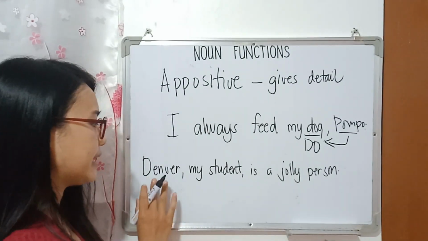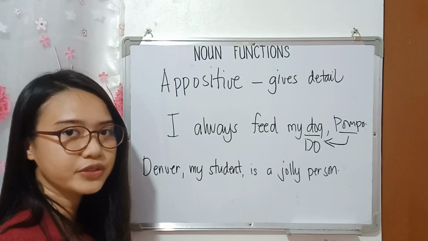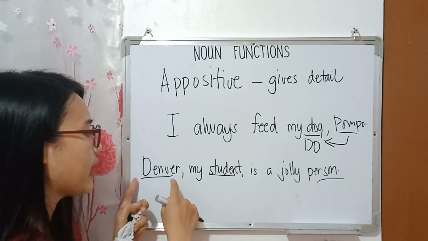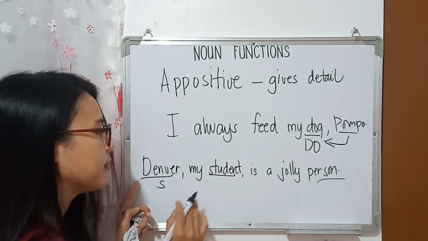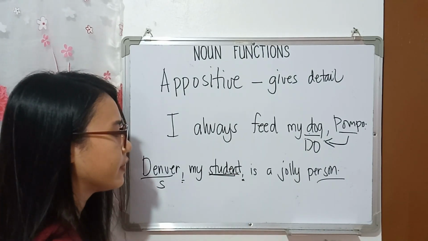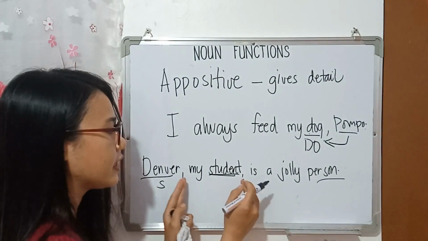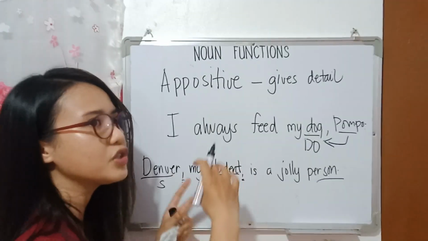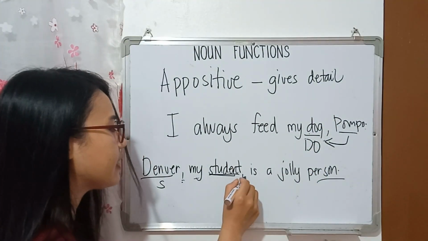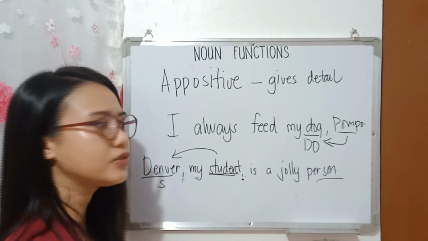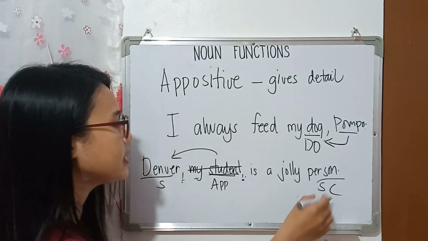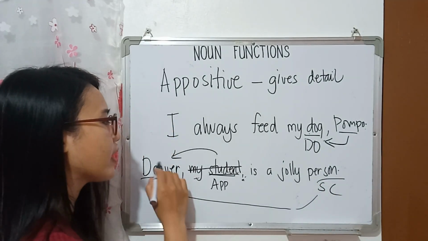Next example. Denver, my student, is a jolly person. We have here 1, 2, 3 nouns. Denver, first noun, is the subject. My student, if you would notice, there is the presence of a comma before and after the appositive, because an appositive is usually separated by 2 commas, before and after. Now, my student here adds information to Denver. My student here is an appositive. Person here is a subject complement. Who is the jolly person being pertained to? Denver. How is Denver described?